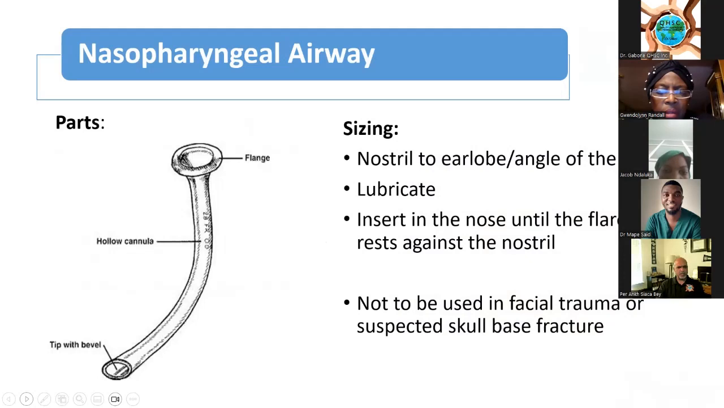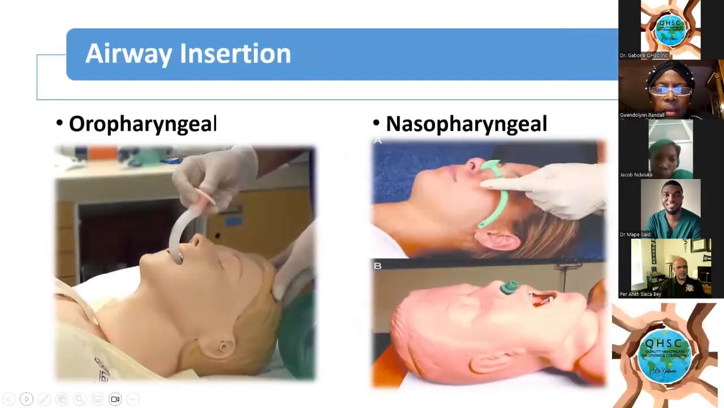Apart from the oropharyngeal airway, we have the nasopharyngeal airway. To size it, measure from the nostril to the earlobe or the angle of the jaw. You will have to lubricate this to avoid trauma to the nose, because it is easy to injure the vessels there. Lubricate it and insert it in the nose until the flared part rests on the nostril. Again, this is not to be used for facial trauma or suspected skull base trauma.